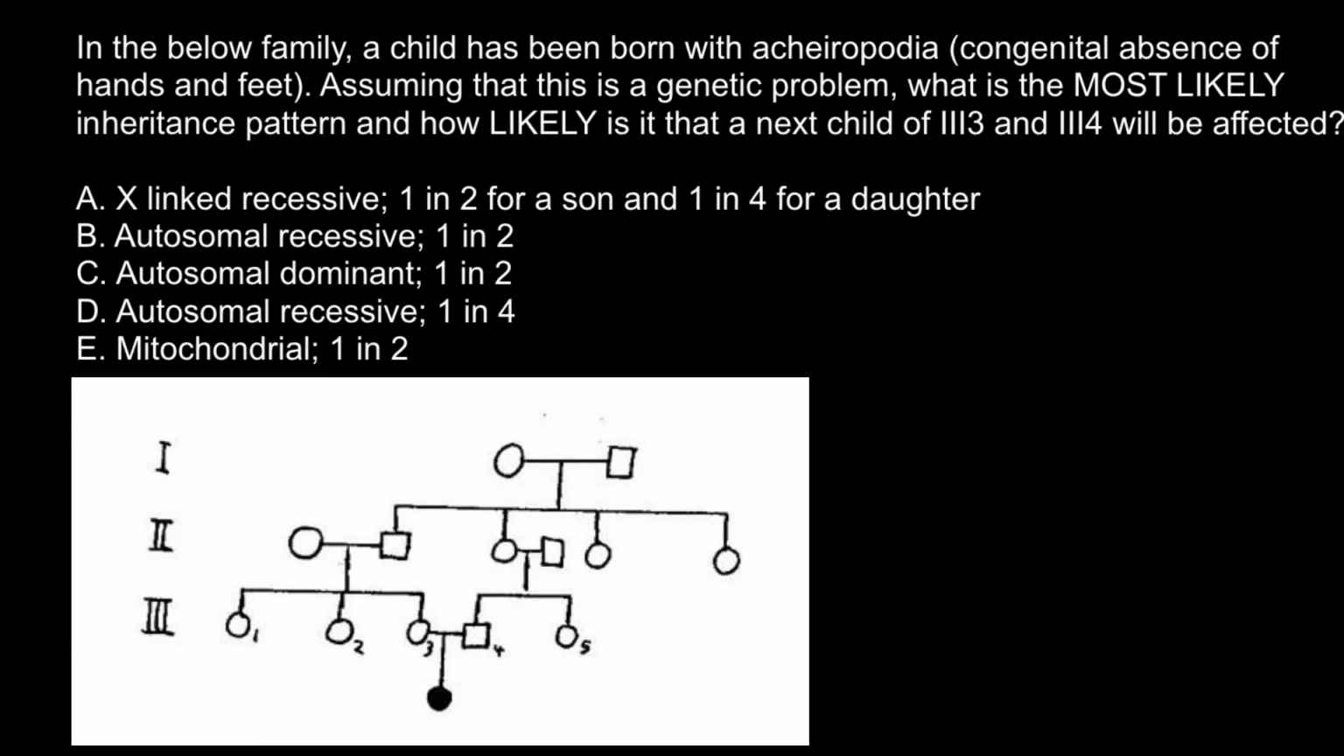So we can cross out answer A. Now we are left with three answers: autosomal recessive, autosomal dominant, and autosomal recessive 1 in 4. So 1 in 2 and 1 in 4 autosomal recessive, and autosomal dominant 1 in 2.